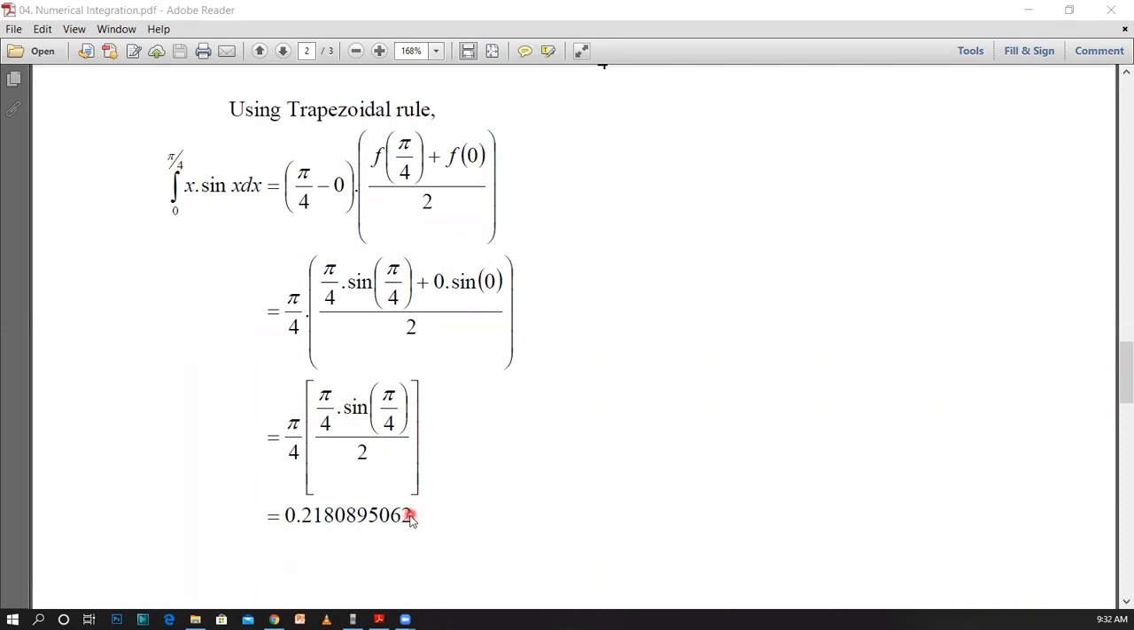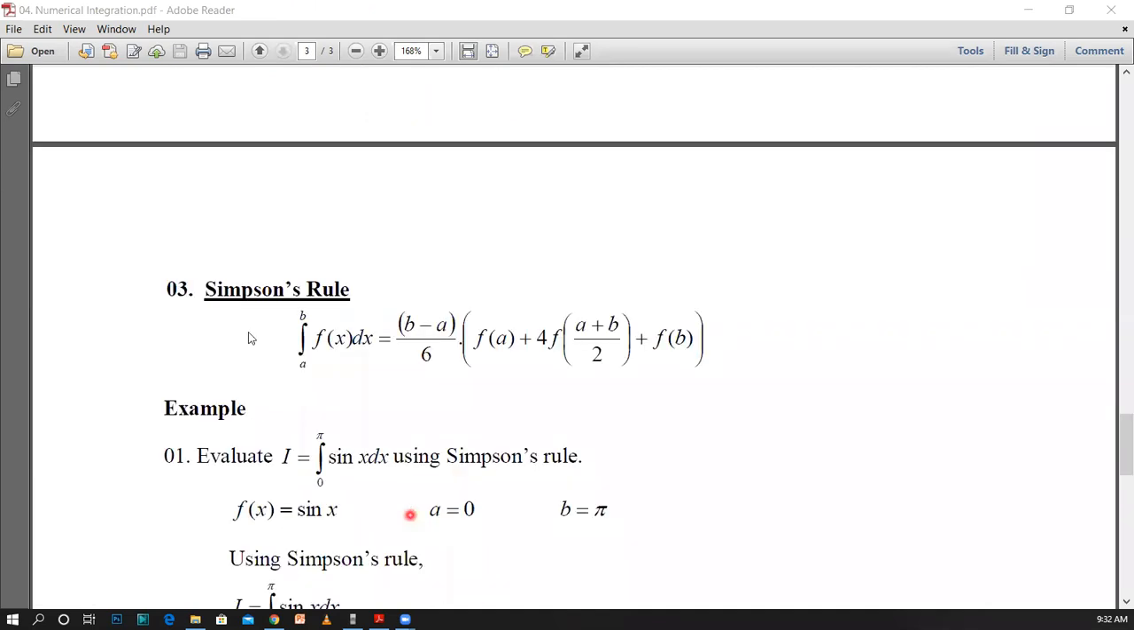Okay, now we will move to the next method. It is Simpson's rule. This is another method we can apply for obtaining approximations of integrals. Simpson's rule is defined as follows: if you need the integral of the function f with respect to x over the region a to b, it is (b minus a) divided by 6, times the value of the function at point a, plus 4 times the value of the function at the midpoint of a and b, plus the value of the function f at the point b.